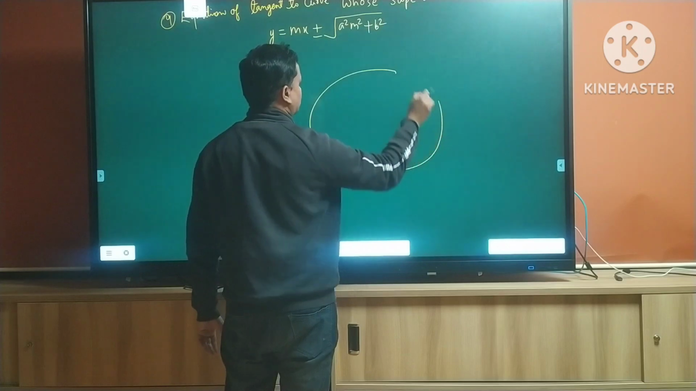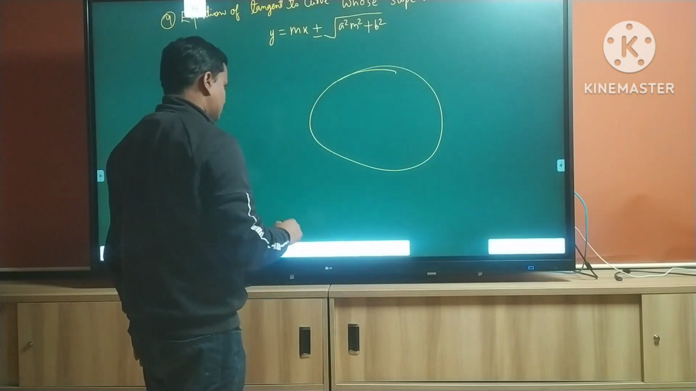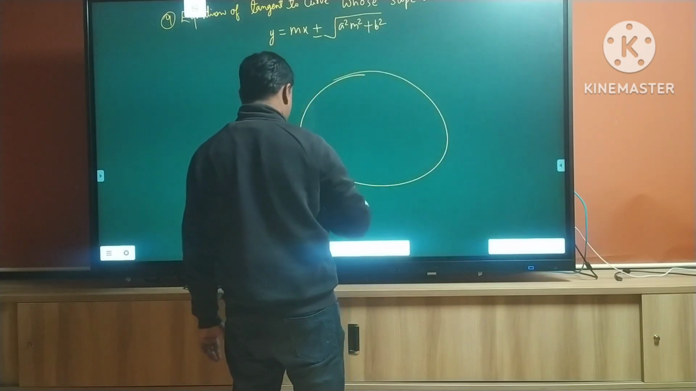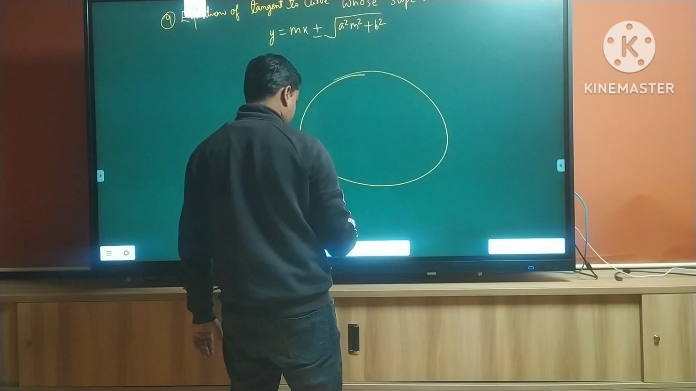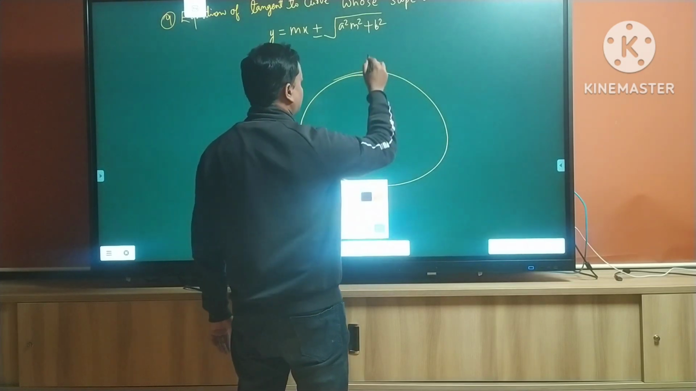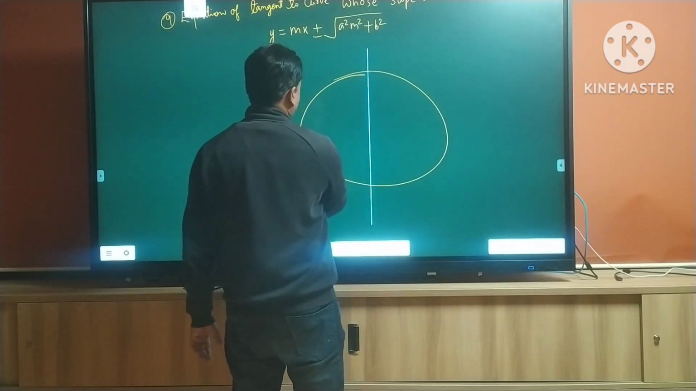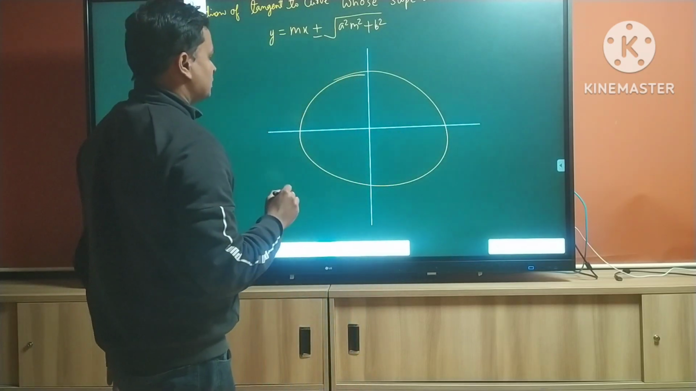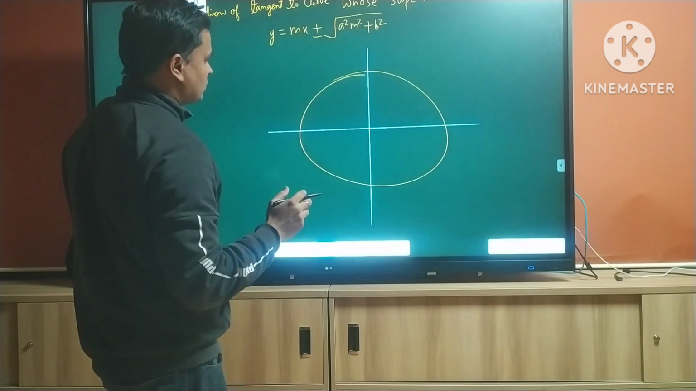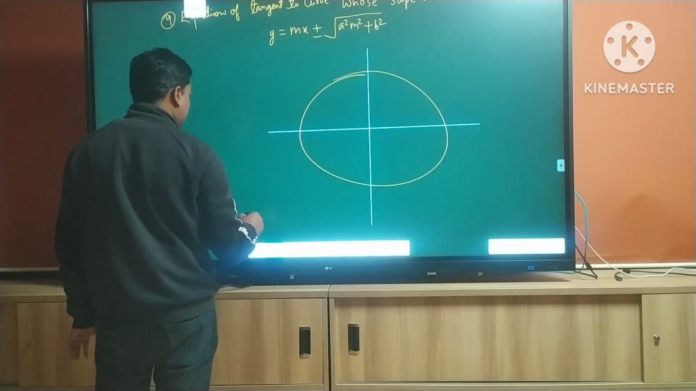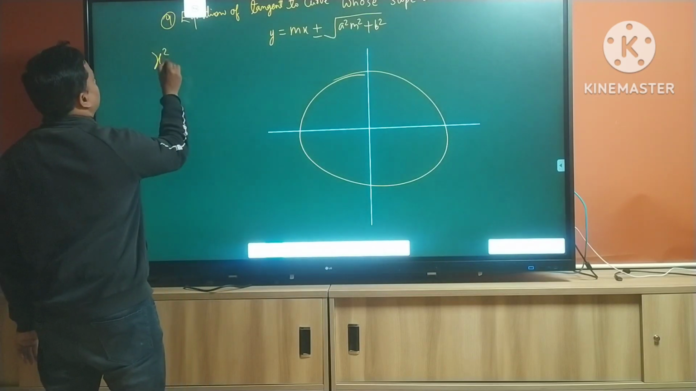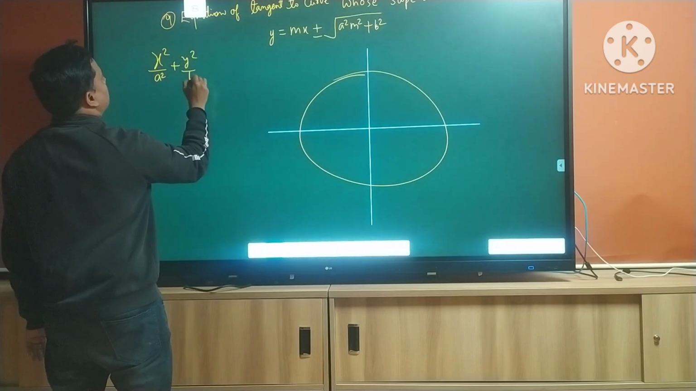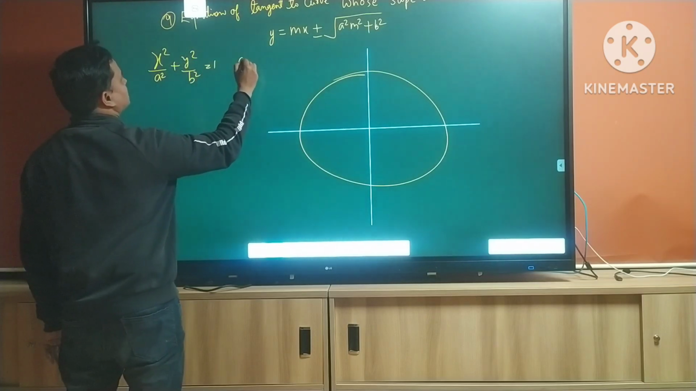This is an ellipse, and the standard equation is x square by a square plus y square by b square is equal to 1. So let us draw the axis. Now this is a standard ellipse, x square by a square plus y square by b square is equal to 1, such that a is greater than b.